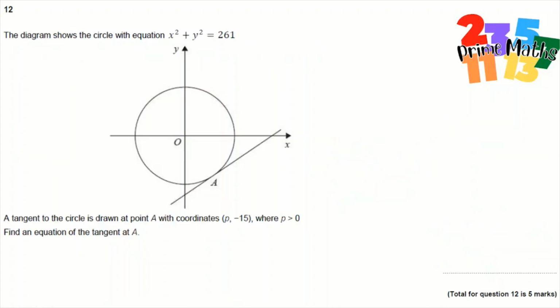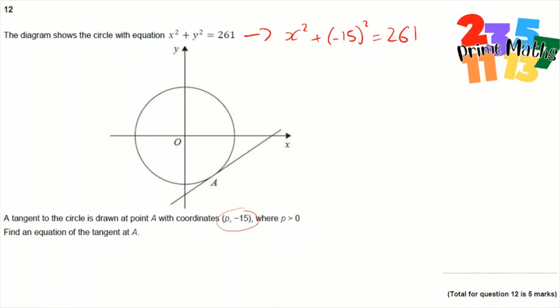Okay, question 12, we have a tangent to a circle. It doesn't give us our coordinates, so we're going to use our equation of our circle to find our coordinates. We don't know what x is, but we do know that y is minus 15, and that's equal to 261. Okay, we're going to solve this to work out what x is.